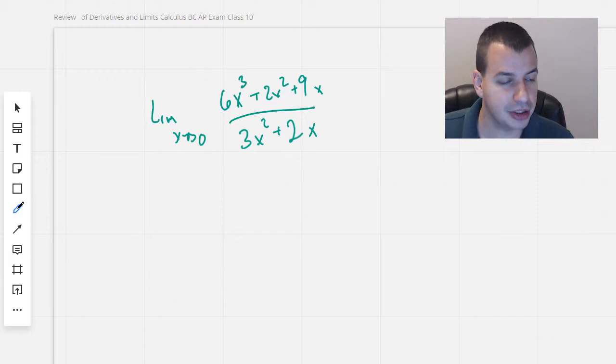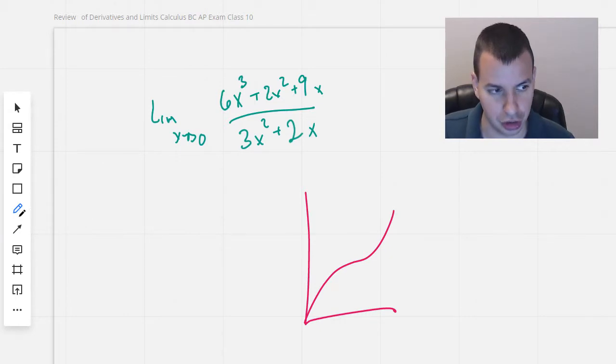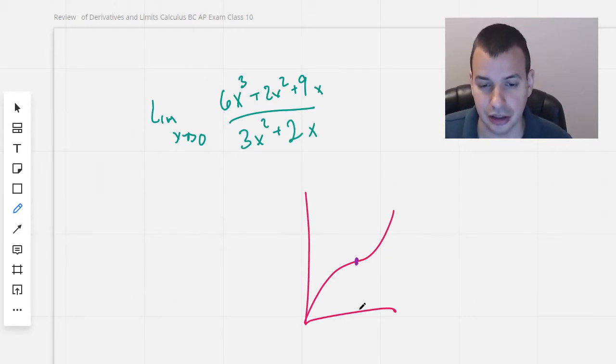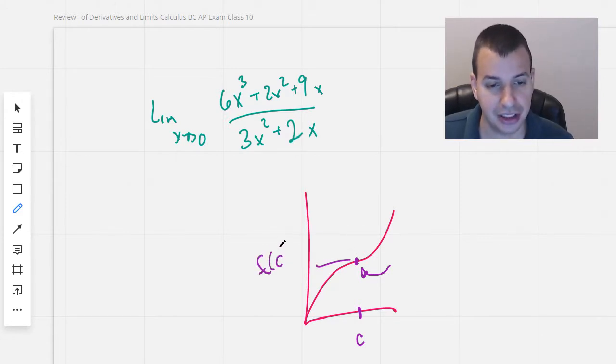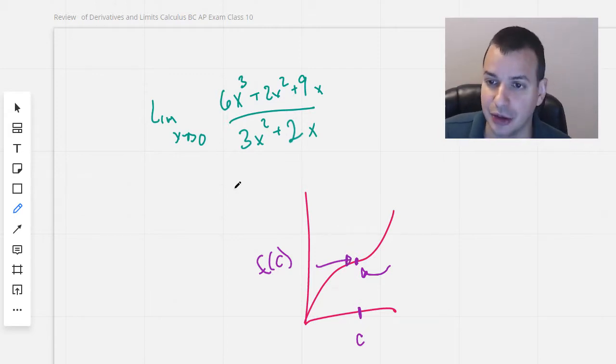And one of the key points to know about limits is from a graphical point of view. You have a function that looks like so, and you're trying to find the limit at some point, let's say right here, point C. Then the function doesn't actually have to exist at that point. F of C doesn't have to exist. It just has to be the same from the left side and the right side.